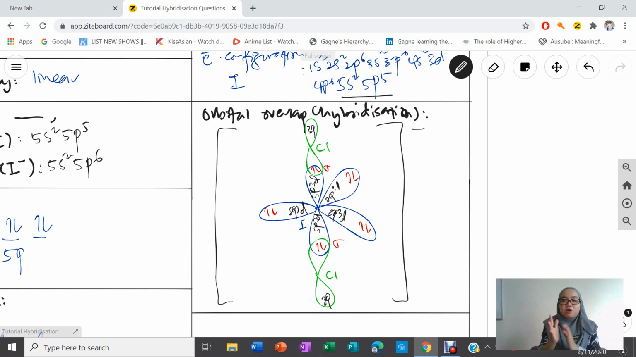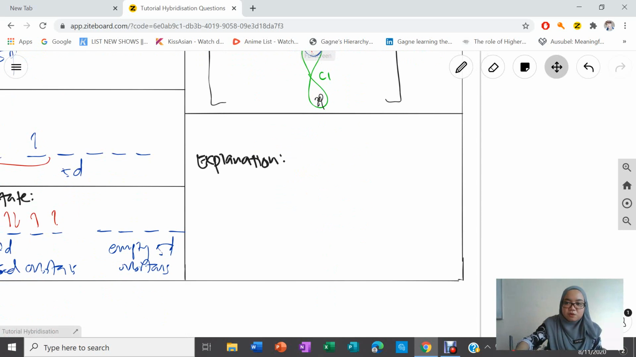Okay, remember what shape you want to draw for the orbital overlap. You look at the electron group arrangement, trigonal bipyramidal. It counts all the electron groups because we want to put the lone pairs as well in the drawing. So we need to draw according to the electron group arrangement. But according to molecular geometry, it is in linear shape. Alright, so now we need to explain, okay? We need to explain it down there.